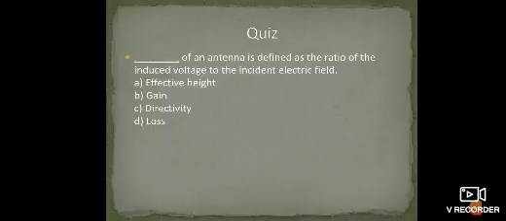Dash of an antenna is defined as the ratio of induced voltage to the incident electric field. What is that? That means, is it the effective height, or the gain of an antenna, or the directivity of an antenna, or the loss of an antenna? What is the parameter of an antenna defined as the ratio of induced voltage to the incident electric field? Please note this question.